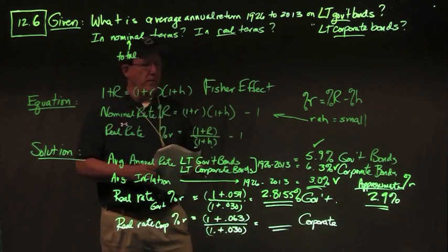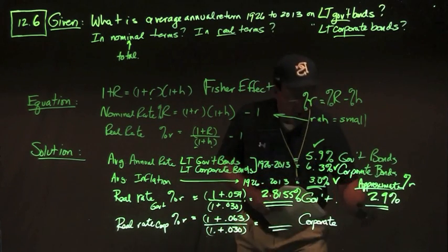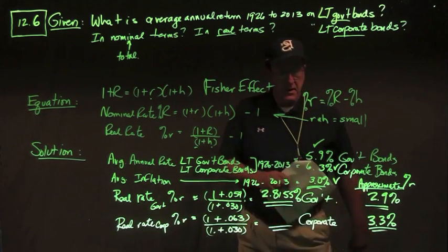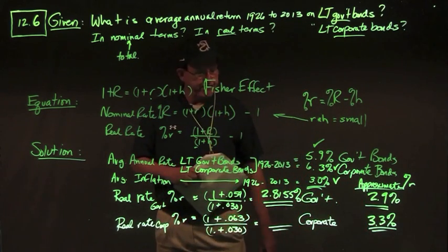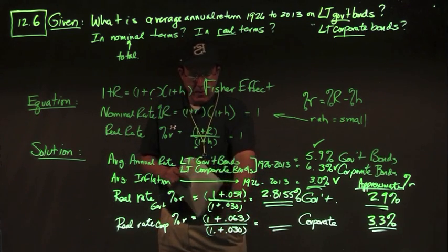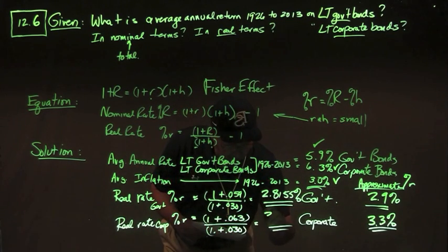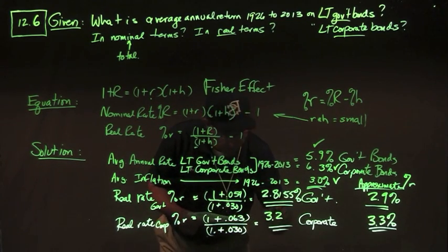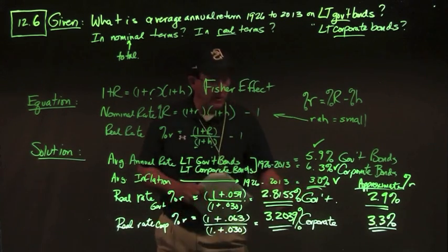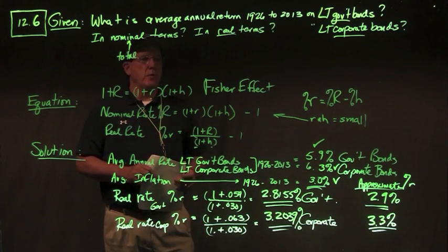Similarly for corporate bonds, I can get an approximation of 6.3 minus 3, or 3.3%, just by taking big R minus H. And then my exact: 1 plus big R, 1.063, divided by 1 plus H, 1.030. I get an exact Fisher effect for corporate bonds of 3.2039%. Very close to my 3.3% approximation. And there are your answers to problem 12.6.